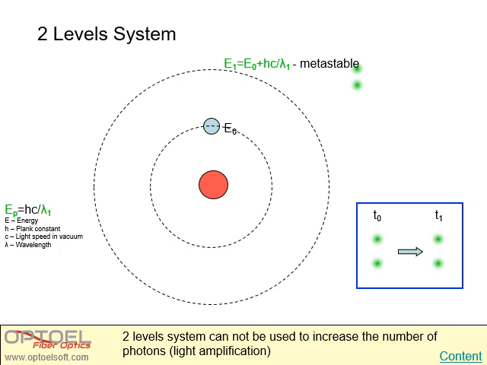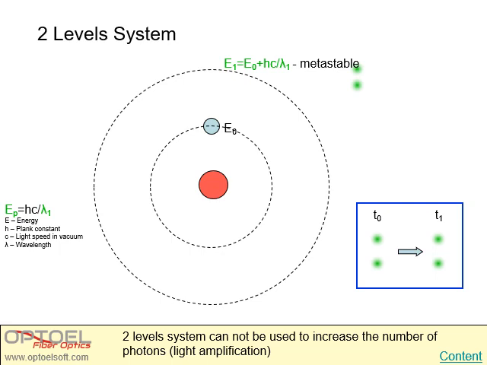Let's compare the original state at T0 with the final state at T1. At T0 we have two photons and the electron at the ground level. At T1, we have the same two photons and the electron on the ground level. We can conclude that ideally, there is no amplification, we preserve the number of photons.